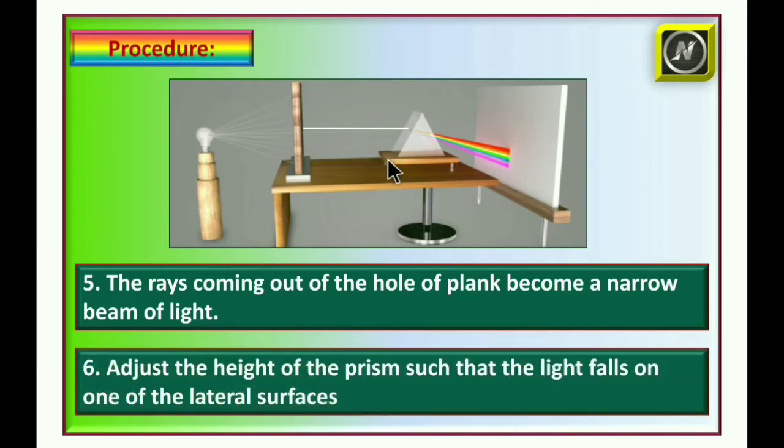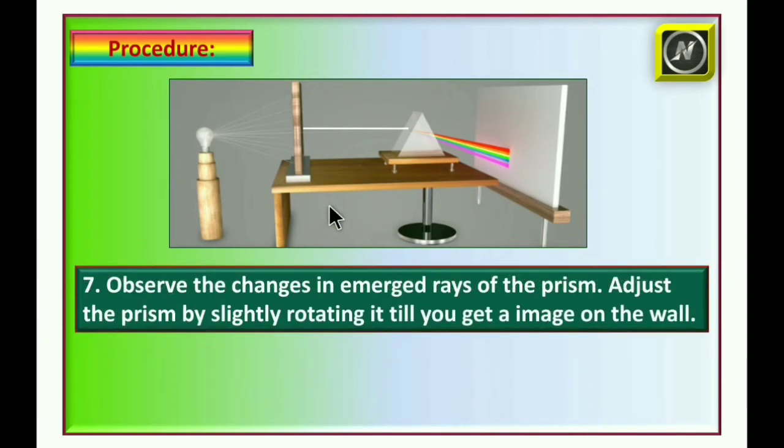Adjust the height of the prism such that the light falls on one of the lateral surfaces of the prism. Observe the changes in the emerged rays of the prism. Adjust the prism by slightly rotating it till you get an image on the wall or the white screen. We have to adjust the prism by tilting it slowly.